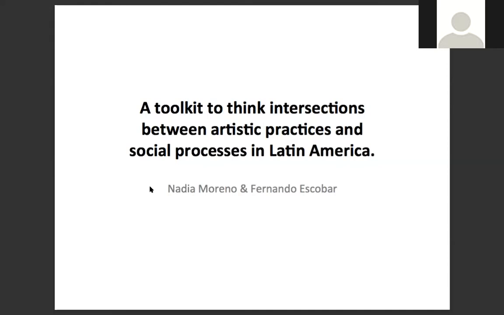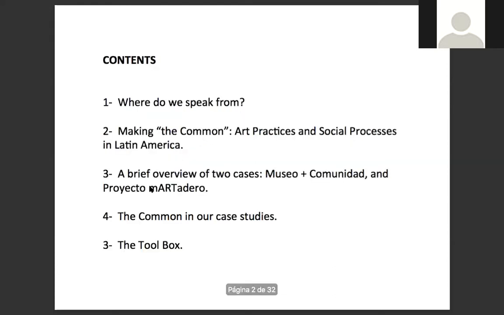So first of all, we think it's very important to present the context of our presentation. We are going to talk about where we speak from. This is very important for us as researchers, our locus of enunciation. The second point is the general idea of this research, called Making the Common: art practices and social processes in Latin America. And the third point is a brief overview of two cases of this research.